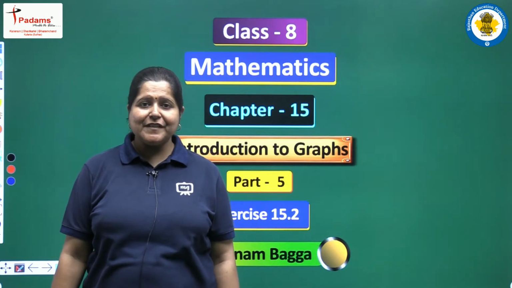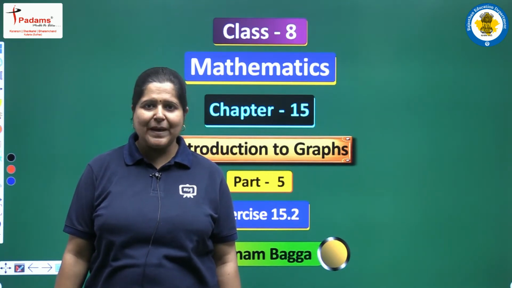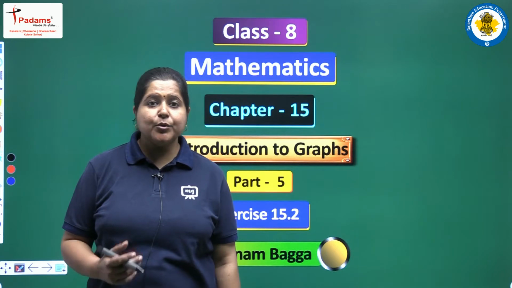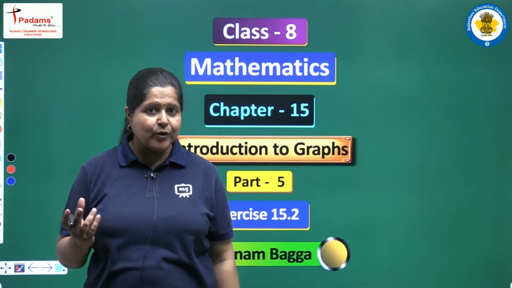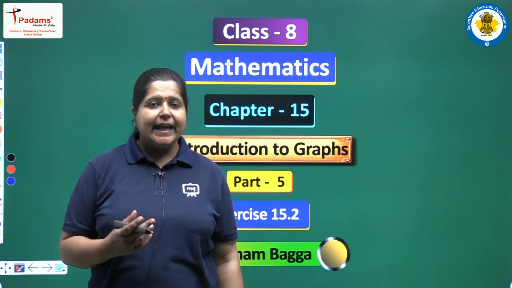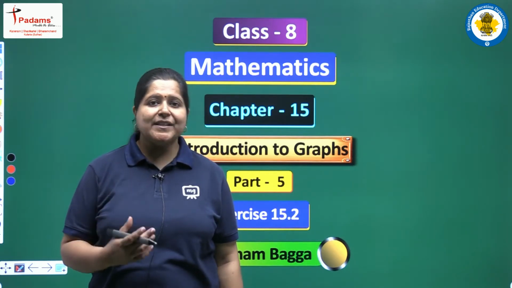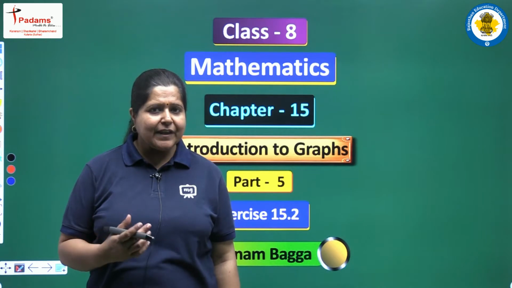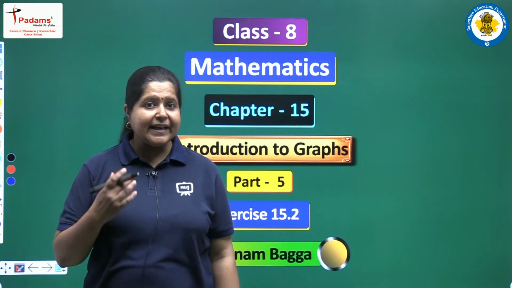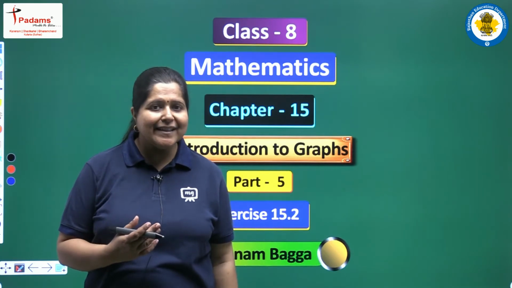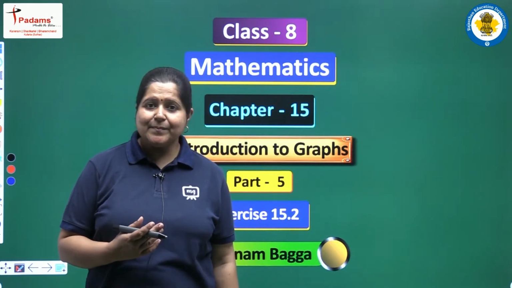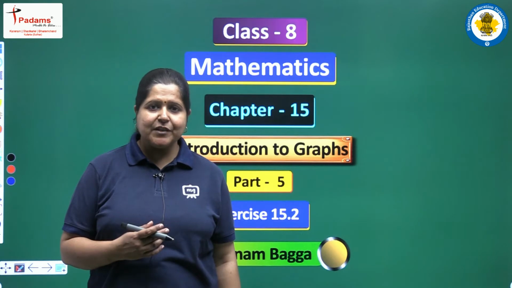We are studying chapter 15, Introduction to Graphs from class 8th maths. In our previous video, we learned to locate a point on a graph paper. For this, we need two coordinates, one the x coordinate and the other the y coordinate, and then we can easily and exactly locate a point on a graph paper. And once we locate the points on a graph paper and join them, if we get a straight line, we call the graph to be a linear graph. Now today on this basis we are going to do exercise 15.2.